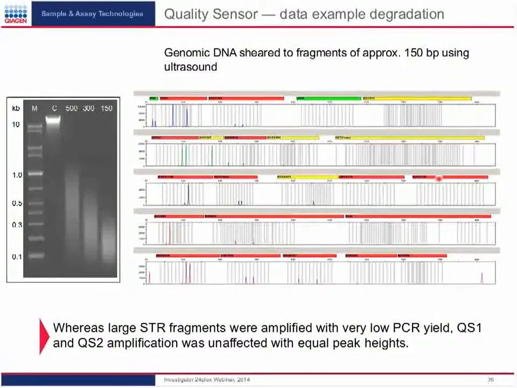You can see that you don't get fragments of the higher molecular range, and therefore you have good amplification in the mini STR regions, and a low amplification rate in the higher molecular range. And what's really nice to see is that quality sensors 1 and 2 are both present and amplified very well.